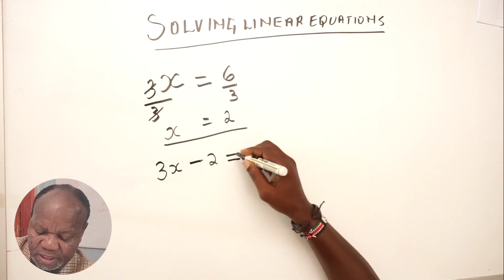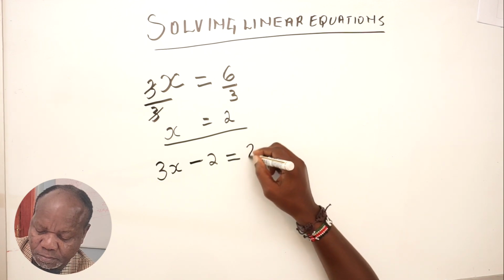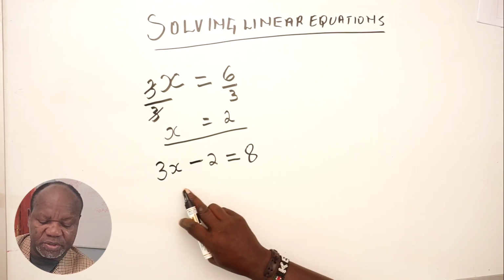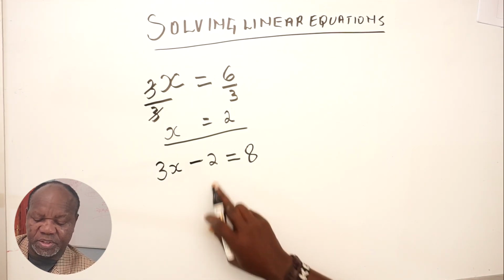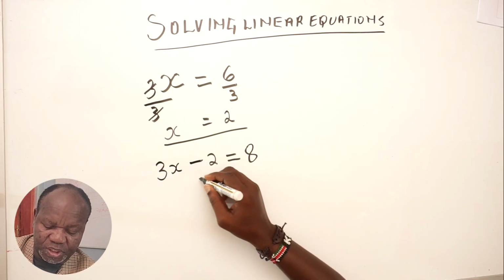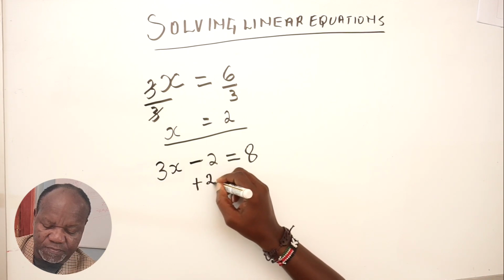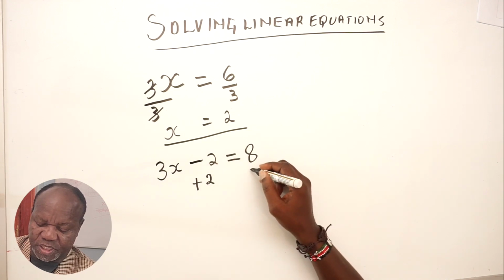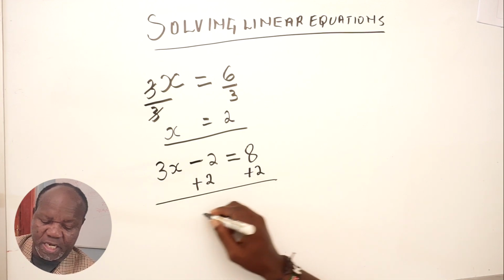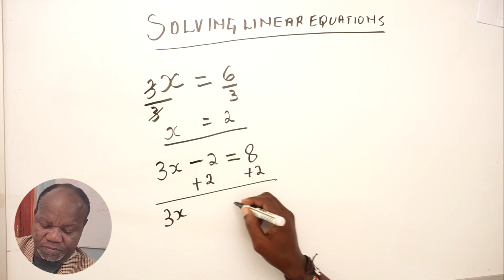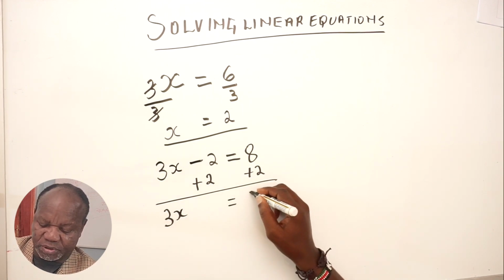If we had 3x minus 2 equals 8, then we would have to not only get rid of the 3, but we also first have to get rid of the 2. The opposite of taking away 2 is to add 2. So if we add 2 here, it will knock off that. But what we do to the left, we must do to the right. So we're going to add 2 to this side also. Now we have 3x minus 2 plus 2 is 0. So we get 3x equals 10.